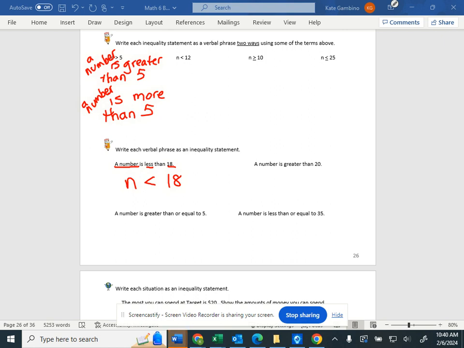Can you try to put this one into an inequality? A number is greater than 20. So there's a number and then greater. So what do I put for a number? N. And then you do the greater than symbol, you do the n and you put 20. Yep.